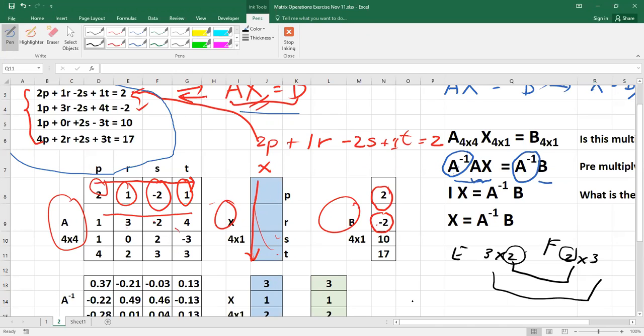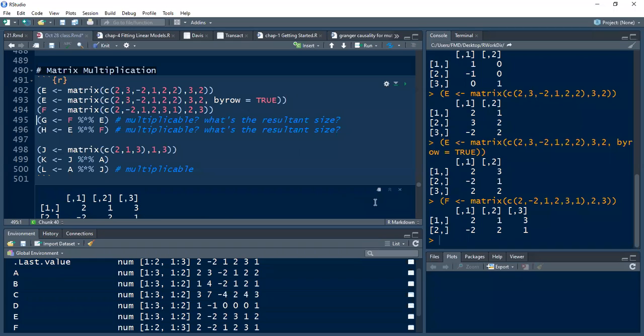So let's go back to R. Let's use R to generate this, because we have already learned how to multiply this via Excel. So how do you perform matrix multiplication in R? Let's create a matrix G, and you have F. So here we're multiplying F times E.